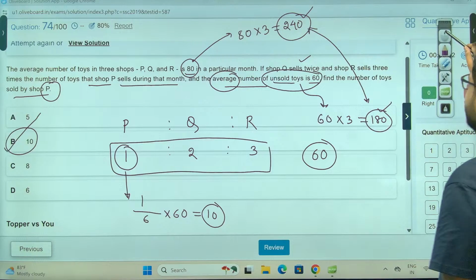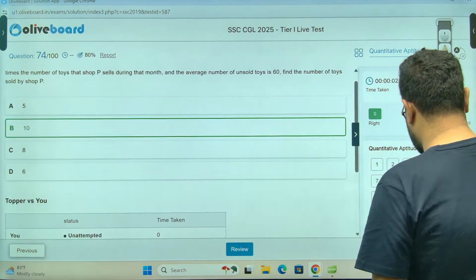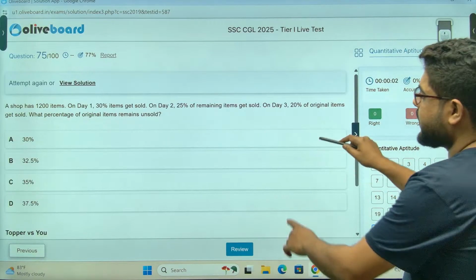Perfect. Chalo sir, last question of the day.